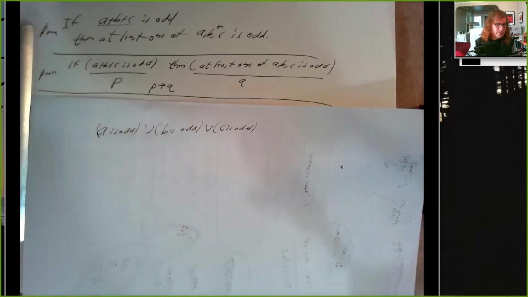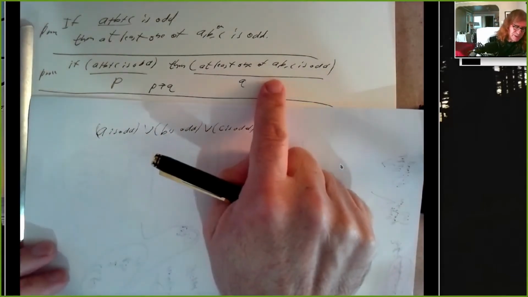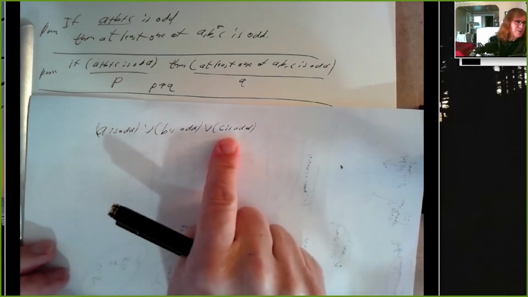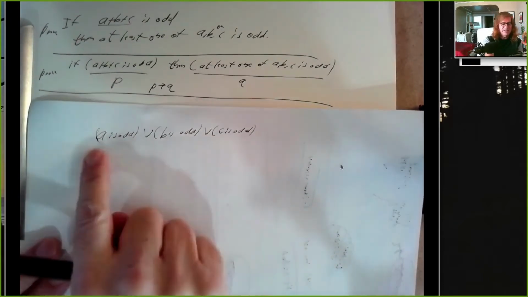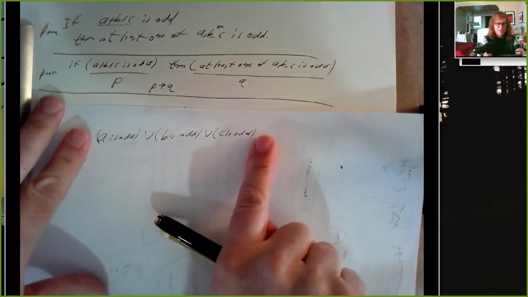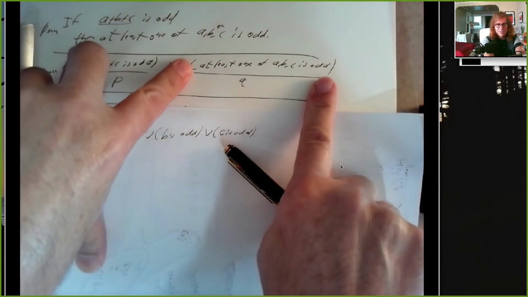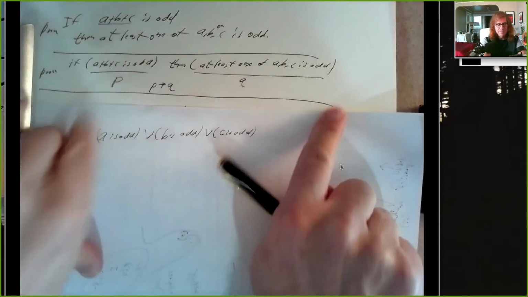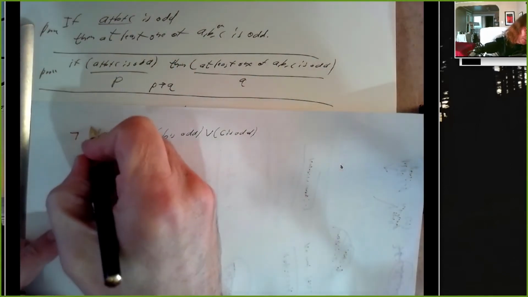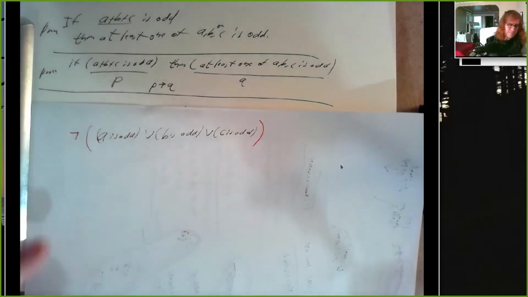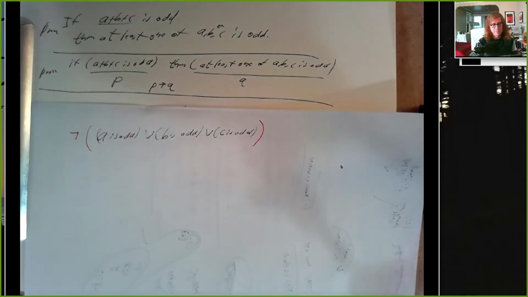Okay, that's what our original conclusion is. A is odd, or B is odd, or C is odd. And if two of them are odd, or three of them are odd, this is still true. This is equivalent to this. So the negation of Q is the negation of this proposition. And how do you negate a bunch of things that are ORed?